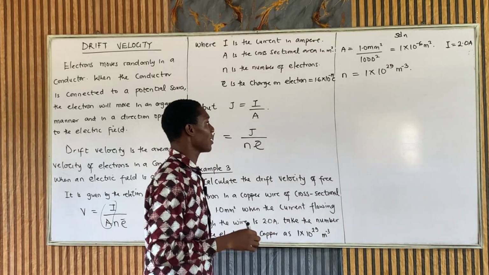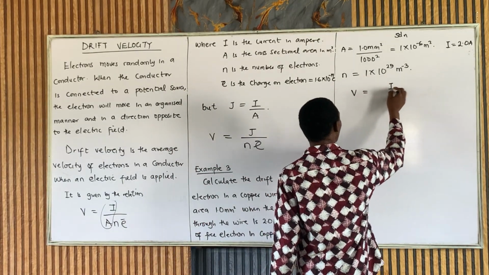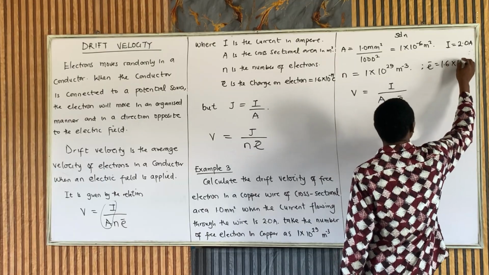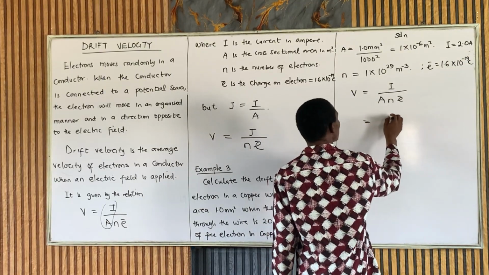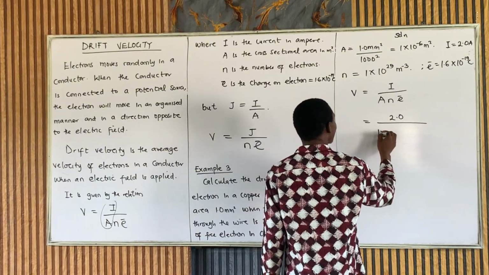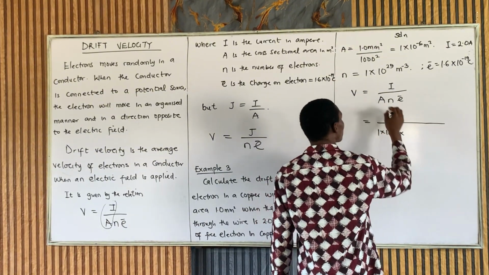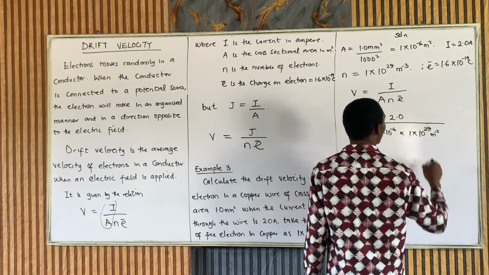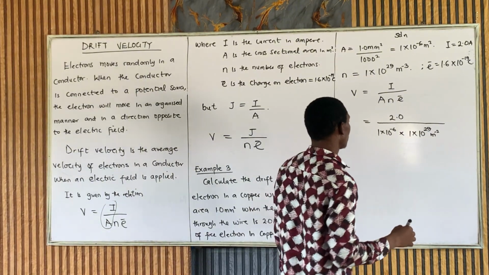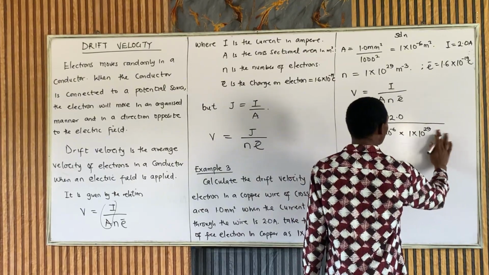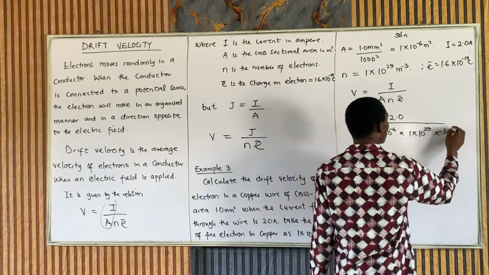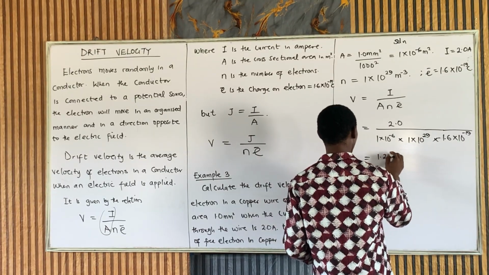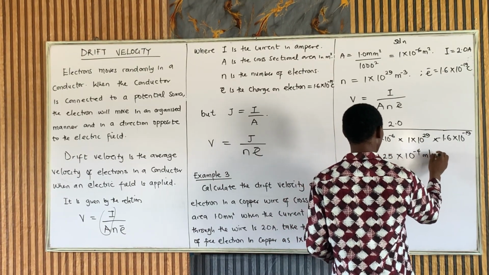Now to solve for the drift velocity, we know that the drift velocity is equal to I over A n times charge on electron. The charge on electron is 1.6 times 10 raised to the power minus 19 coulomb. So this will simply be 2.0 over area, 1 times 10 raised to the power minus 6, times number of charge carriers or number of electrons. We are given that to be 1 times 10 raised to the power 29 per meter cube. That's the number of electrons per volume. Then times the charge on electron, 1.6 times 10 raised to the power minus 19. So if we evaluate this, we get 1.25 times 10 raised to the power minus 4 meter per second.